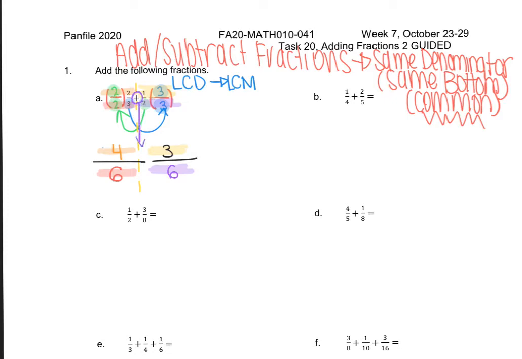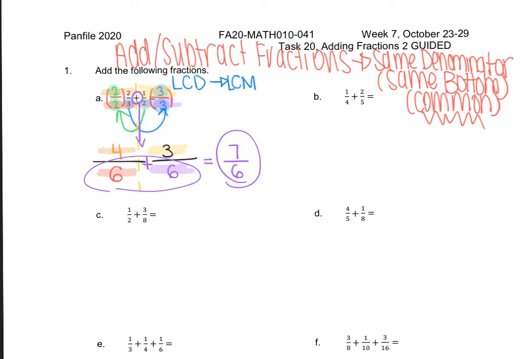The plus gets dragged down, so I'm still adding. And I have the bottoms that are the same. Now I don't change them because when I add, I don't change the bottoms, just like in the last video. 6 on the bottom stays on the bottom. And 4 plus 3 on the top gives me 7. I simplify just like I did in my last video, and now I'm good to go.